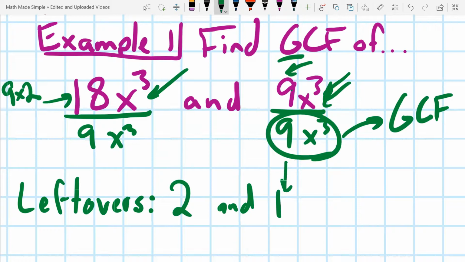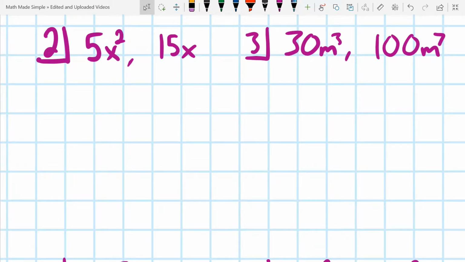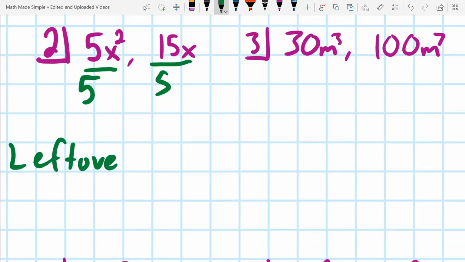So remember, GCF is the largest number that we can divide both of them by and end up without any decimals. So, number 2, when we look at our example here, we have 5x squared and 15x. If we look at the numbers first, I can take a 5 out of both of them. Now, I'm going to end up with leftovers. And my leftovers in this case are going to be 1 and 3.